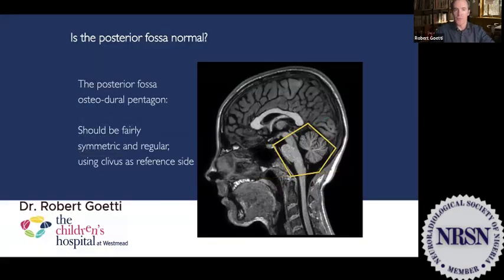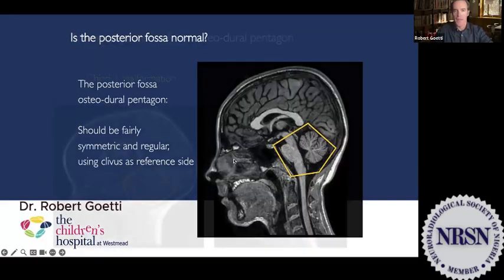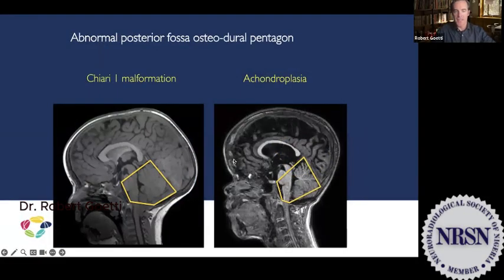I also like to think of the posterior fossa as a pentagon on the sagittal view. This pentagon, when drawn from the basion to the dorsum sellae, so along the clivus, then along the incisural line, from the incisura to the torcular, and from the torcular to the opisthion, should give you a pentagon which is fairly symmetric and regular. It will never be perfectly regular, but you can see it as a fairly regular pentagon. I'll show you two cases where this is abnormal.